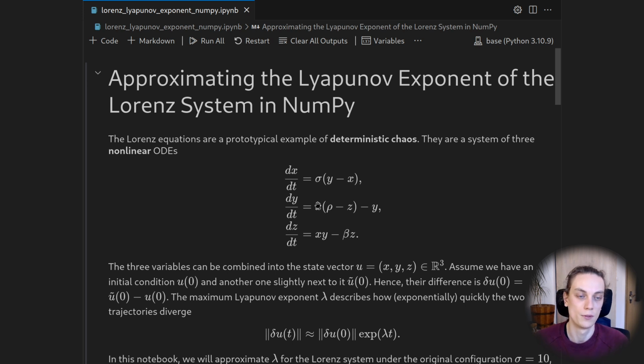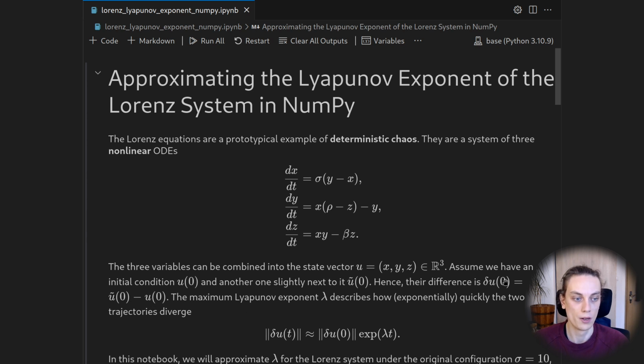And one popular measure for doing so is the Lyapunov exponent, which describes how an ever so small perturbation in the initial condition grows over time. For this, we will combine the three variables, corresponding to the three ordinary differential equations, into our state vector u, which is three-dimensional, and then assume we have an initial condition, u0, as well as another initial condition, which is ever so slightly next to it, for instance in terms of a measurement or a rounding error. Then we know that the difference state will just be the difference between the two.